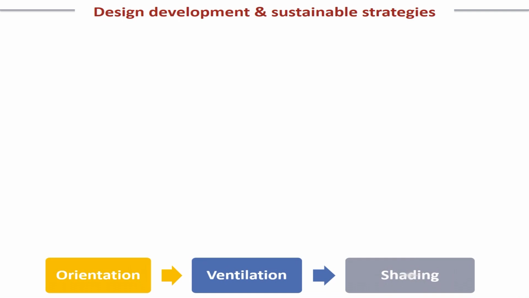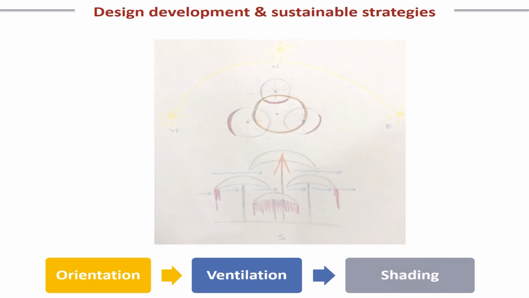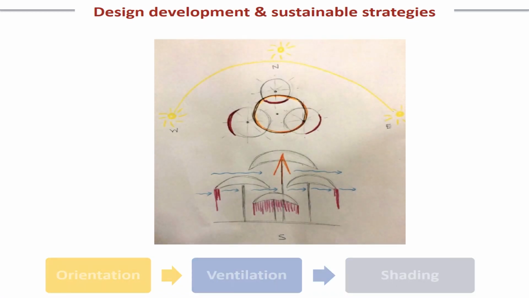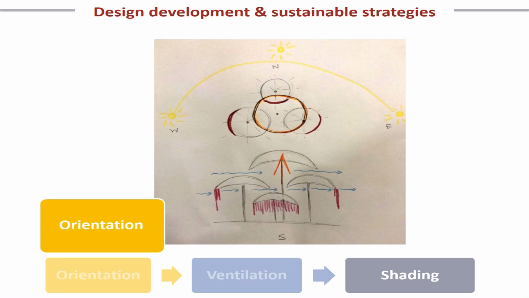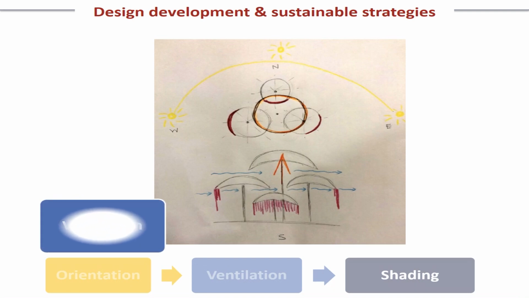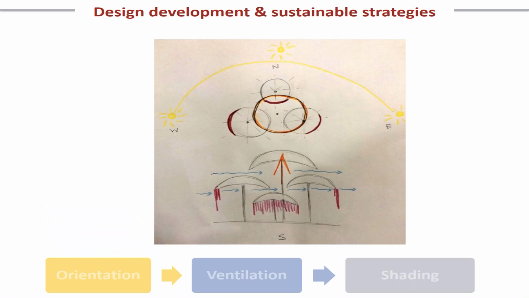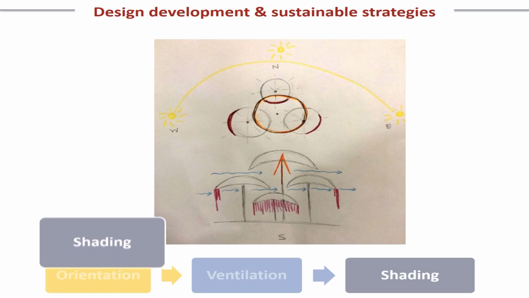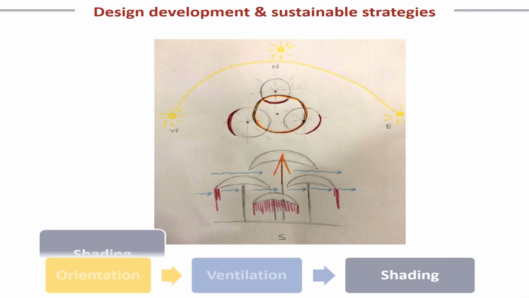For the sustainable strategies, we need to take three main things into consideration, which are orientation, ventilation, and shading. For the orientation, we need to know exactly which pavilion needs to be oriented at which side, and also the location of the louvers. For the ventilation, we will try to allow more natural ventilation inside the pavilion by having different heights for each one. For the shading, we need to know exactly which pavilion needs to be fully shaded or not, depending on the climate.